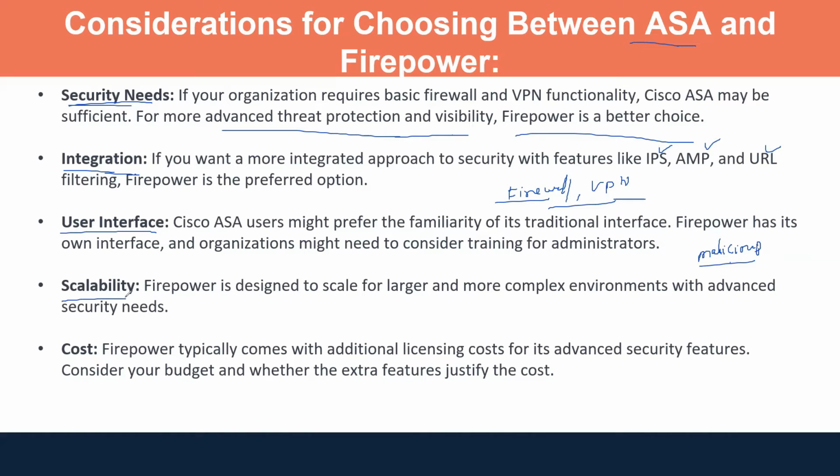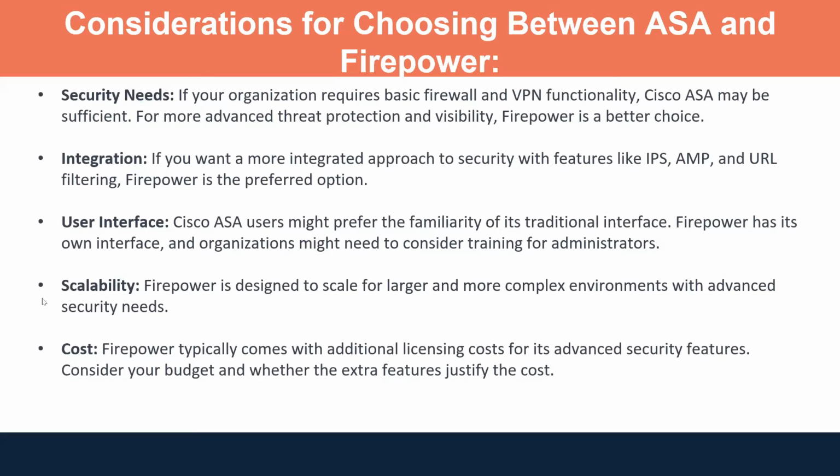Firepower provides scalability. You can scale up your network, so it is designed to scale for larger and more complex environments with advanced security needs. Cost: if you are using Cisco Firepower, it costs more than Cisco ASA, so you need to consider your budget accordingly. So that covers the considerations when upgrading your firewall from ASA to Firepower: security, integration, user interface, scalability, and cost.